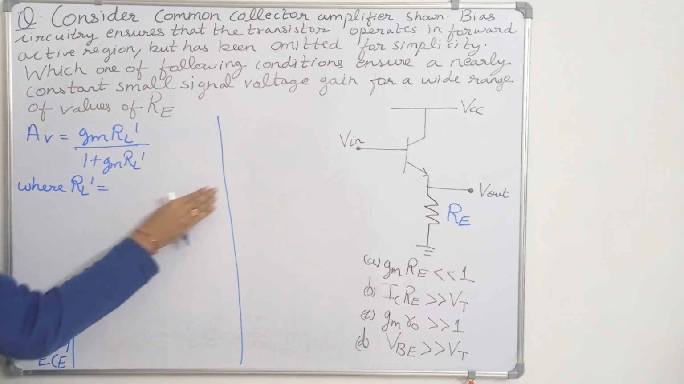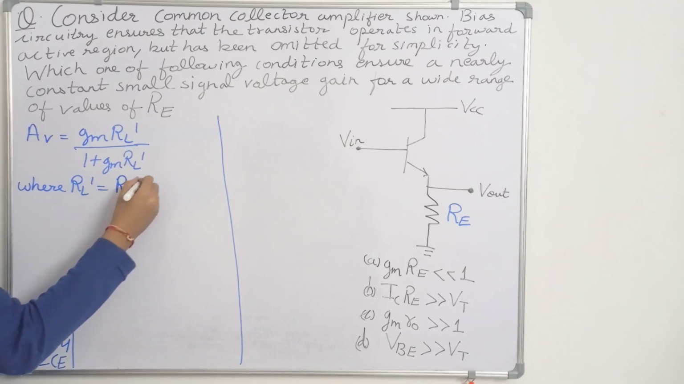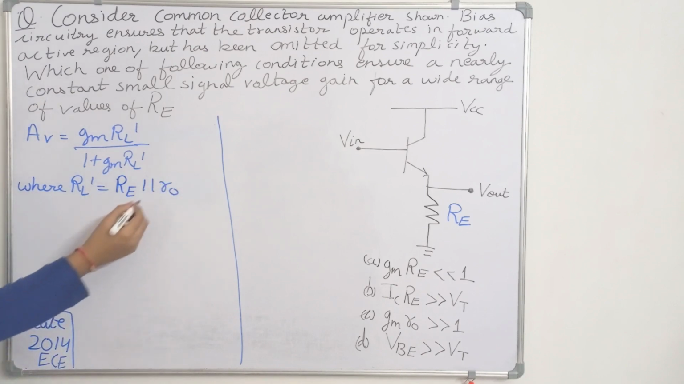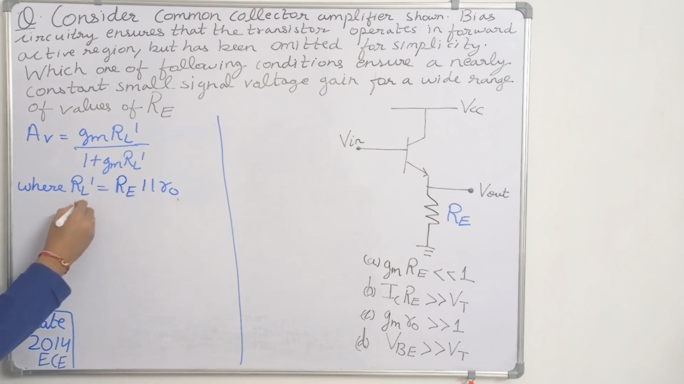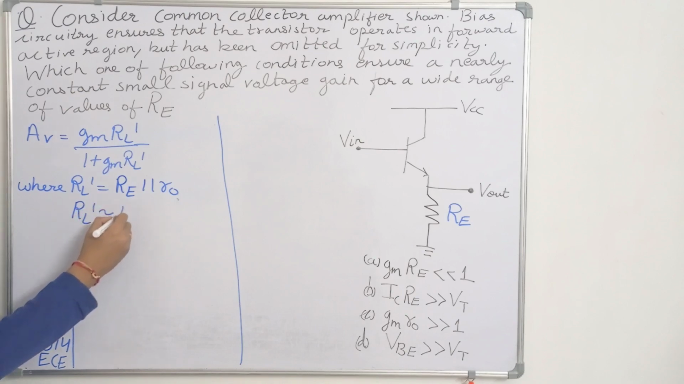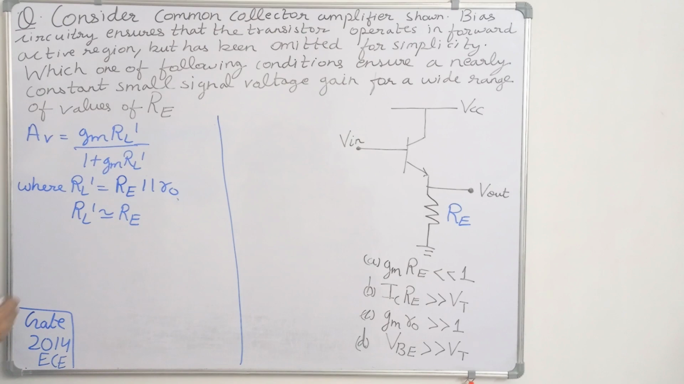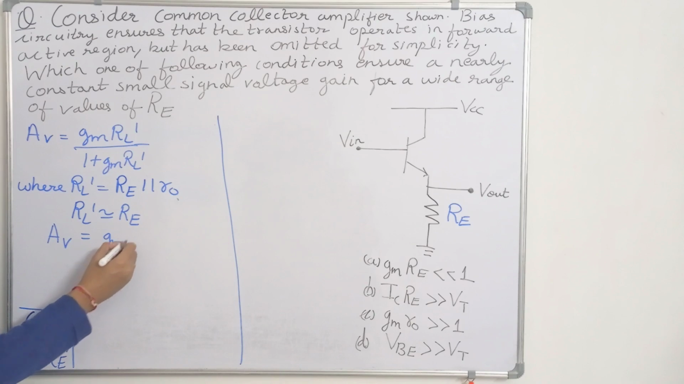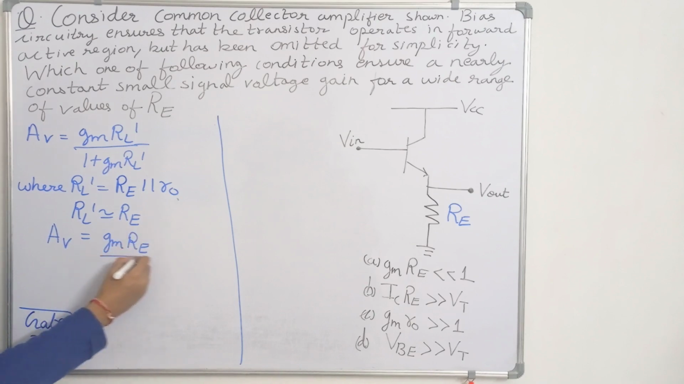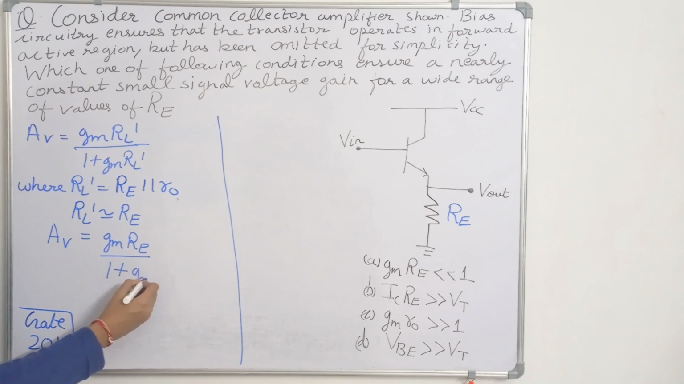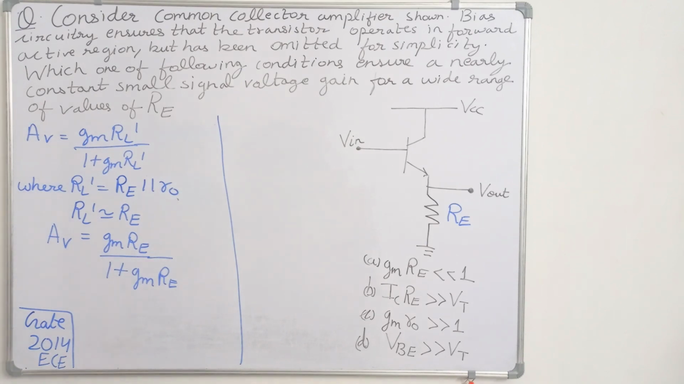So I can write that here. And generally the output resistance R naught of the transistor is very large. So we can write that RL dash is approximately equal to Re. So it becomes AV is equal to gm Re upon 1 plus gm Re. Okay, so we will have two conditions.